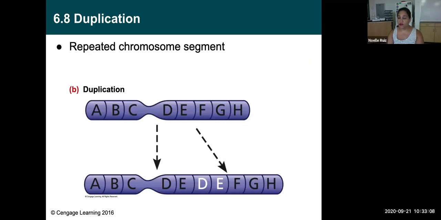Duplication is a repeated chromosome segment. So you can see in the picture that the DE segment is repeated twice in the bottom chromosome.